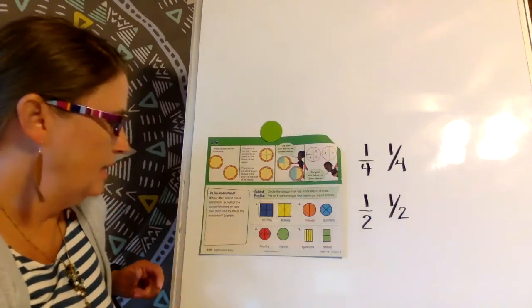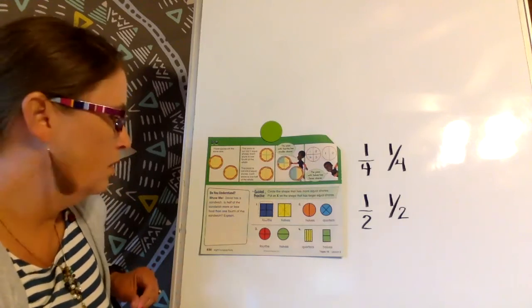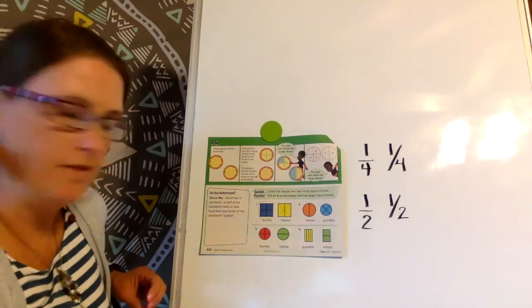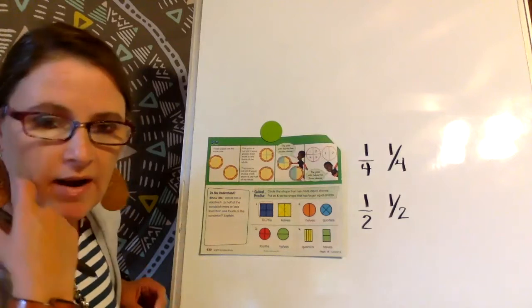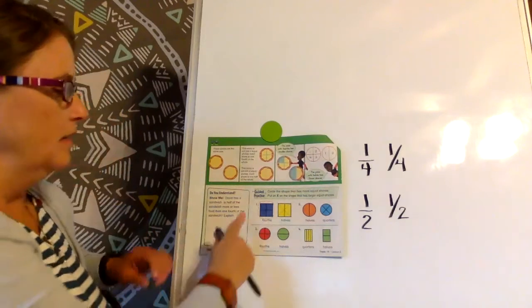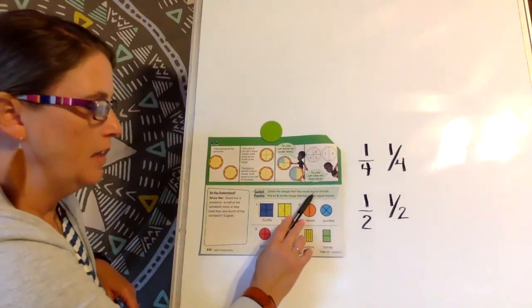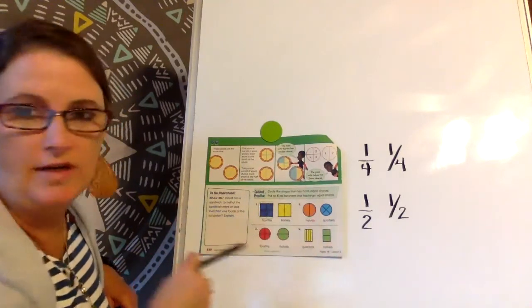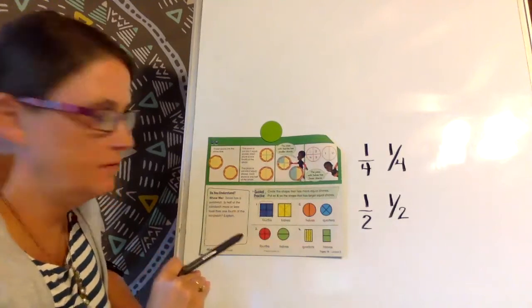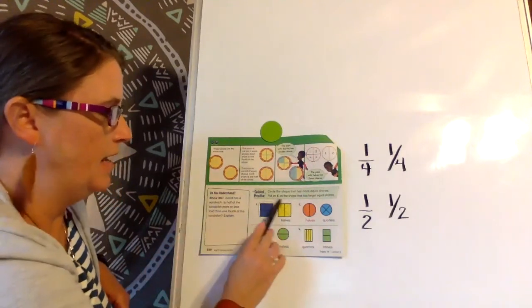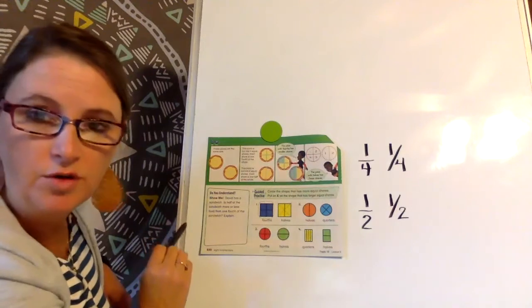So is half of the sandwich more or less than 1/4 of the sandwich? And you can explain that to someone at your house. Okay. All right. Let's look at our guided practice. It says to circle the shape that has more equal shares. Okay, so we're looking for which shape has more parts, or equal shares. Put an X on the shape that has the larger equal shares.